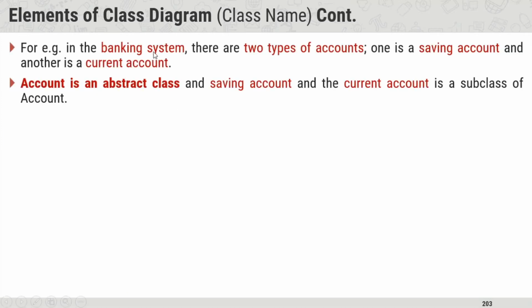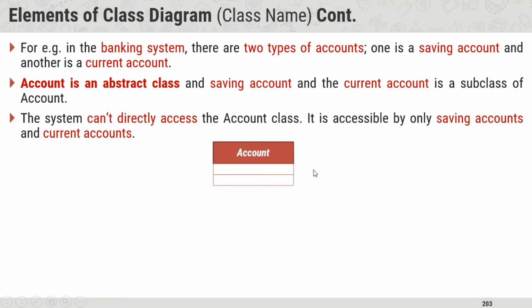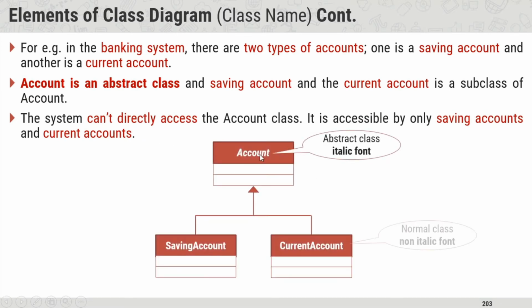Now, for example, in a banking system, there are two types of accounts. One is the saving account and the other is the current account. We are not taking LMS, we are just taking the banking system example. So account is an abstract class, and saving account and current account are subclasses of account. The system can't directly access the account class. So as this is my abstract class, I will use italic format for this. And these are just simple classes, so we will use this format for these classes.